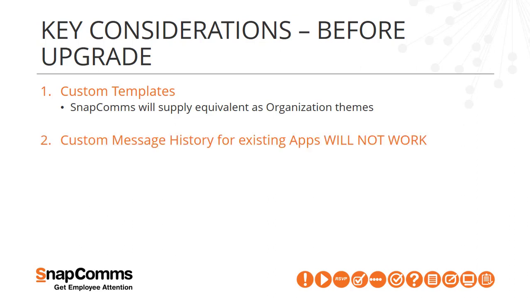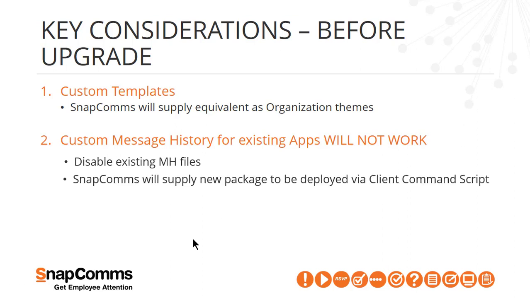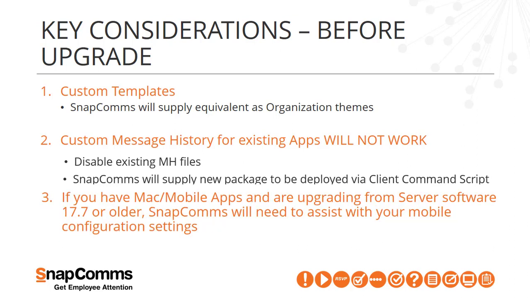Similarly, if you have a custom message history, in other words, if your message list has your own company branding, this will not work on app version 18.4. Please disable the message history client command script before deploying the new app. Snapcoms will supply a new message history package to be deployed via client command script. Again, there is no charge for this service. Lastly, if you have Mac or mobile apps, and if you are upgrading from a server version 17.7 or older, Snapcoms will need to assist you with mobile configuration settings.